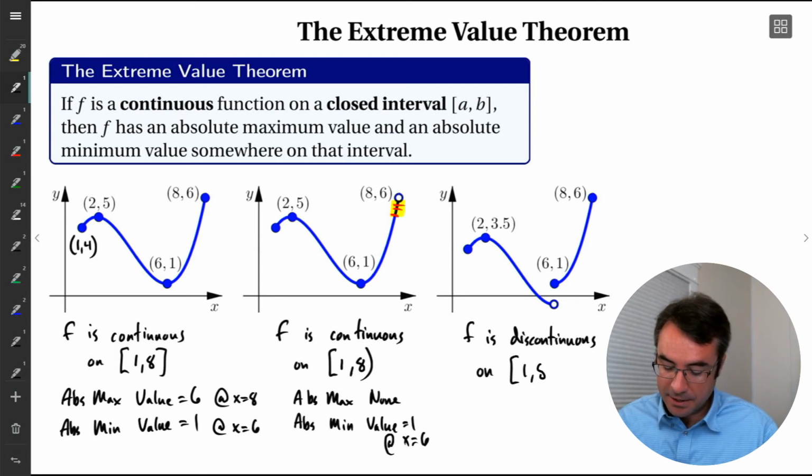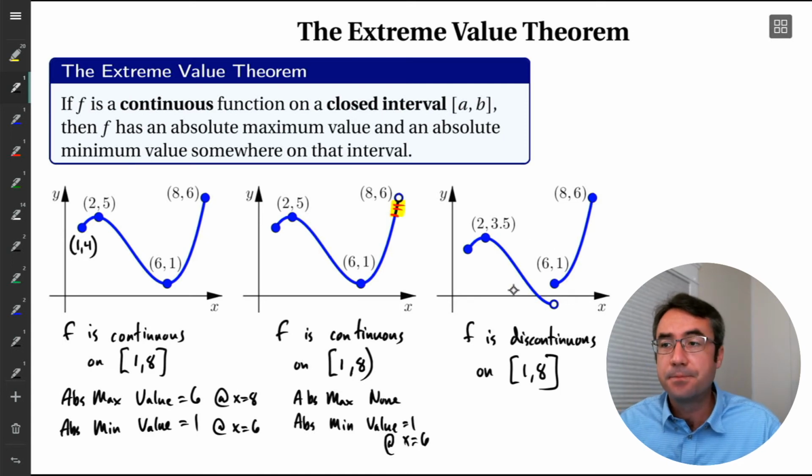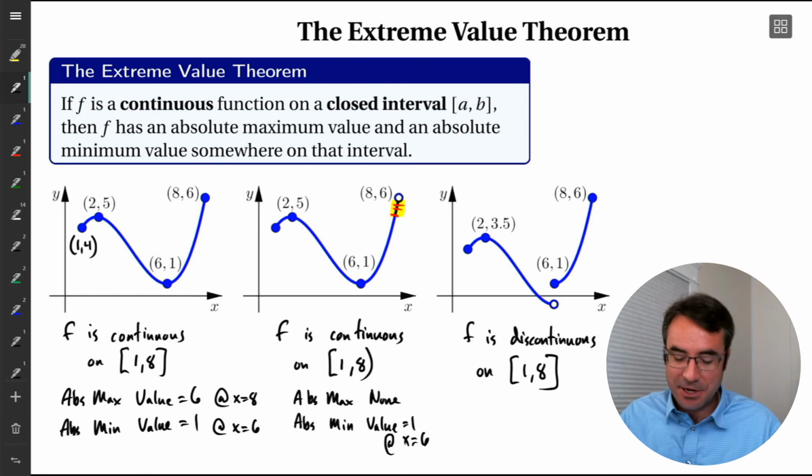So it's defined on that closed interval from 1 to 8 because those endpoints are included. So the function is defined at x equals 1, and the function is defined at x equals 8. So we have the closed interval. That's good. But it's discontinuous. So again, this theorem doesn't work for this function, so all bets are off. We don't know what's going to happen.